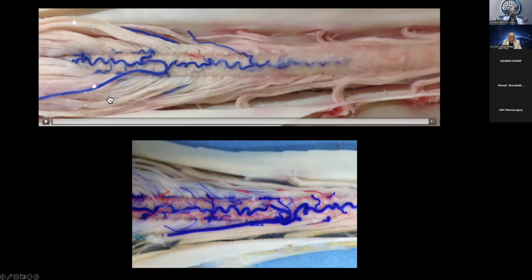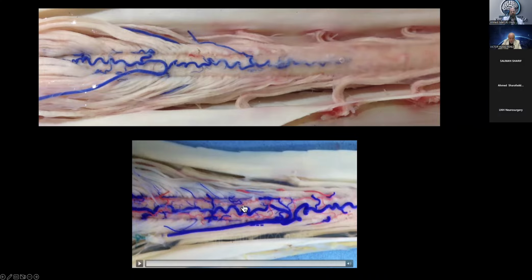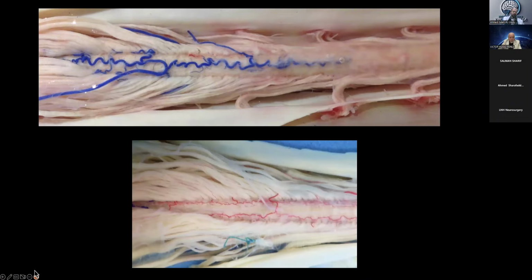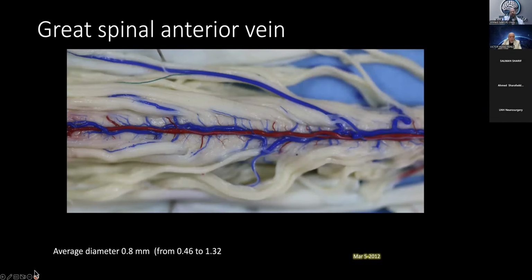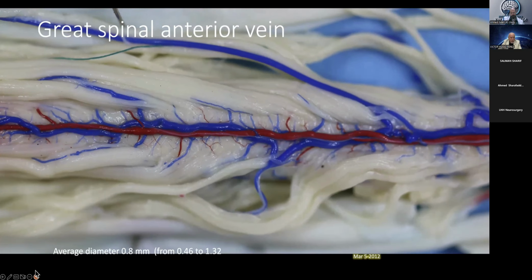Because if you are closing this main vein, for example, you could have a problem in the drainage of the spinal cord. Here we have numerous veins, maybe in here we don't have a problem. So the great anterior spinal vein, you can see in this picture, the diameter average is about 8.8 millimeters, but it is bigger than the arteries.